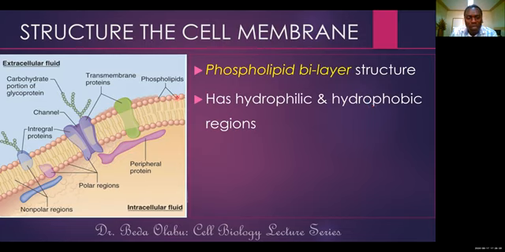However, the phosphate groups are exposed to the watery environments. This is the phosphate group, this is the watery environment. So the phosphate groups are exposed to the watery environment. So these regions of the cell membrane are described as being hydrophilic. They like water.